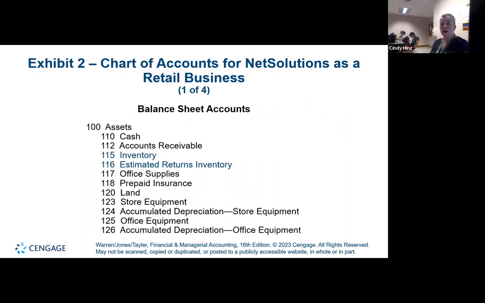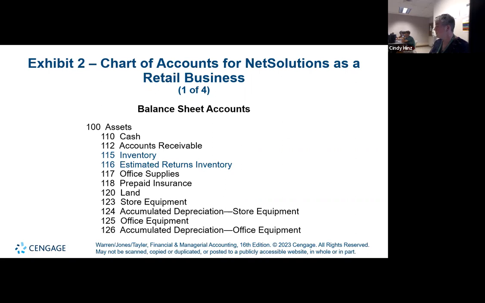So looking at our brief chart of accounts here, these are part of the balance sheet accounts for this business. I just want to point out to you that they have their inventory. Inventory is pretty liquid. It appears near the top of the list, but it's not a financial asset. So they do have to do something. They have to sell that inventory and collect from their customers before they have that cash available.